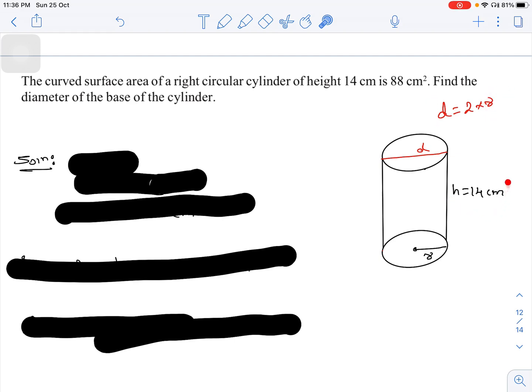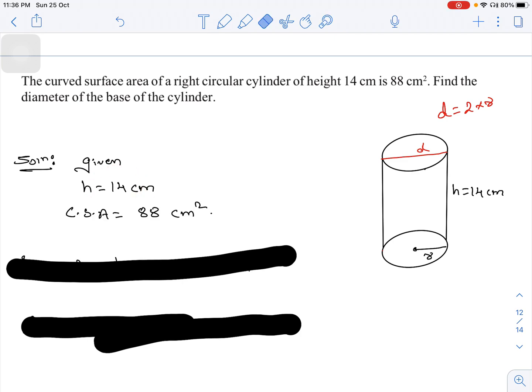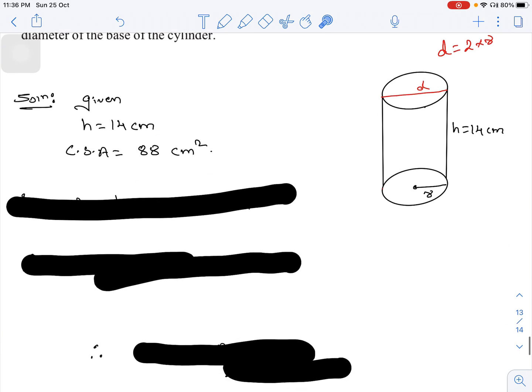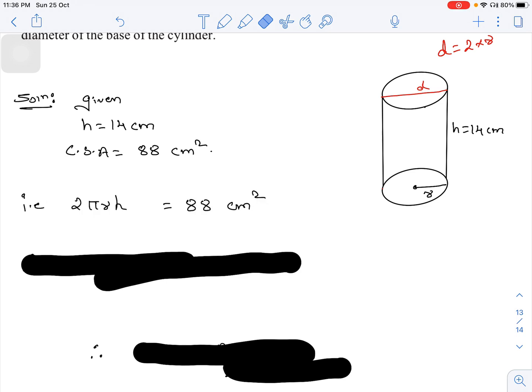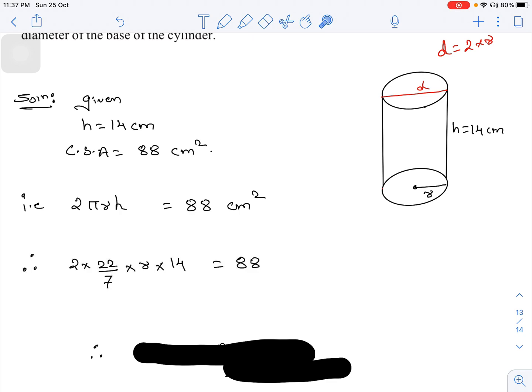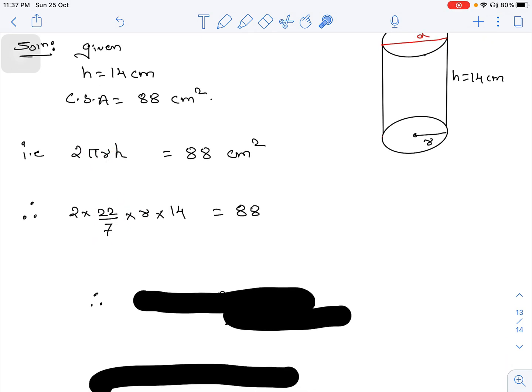Then further it is given that height is how much? 14 centimeter. Okay, so let us solve it. So now given height equals 14 centimeter, then further CSA equals 88 centimeter square, which we got from here. Now we know the formula for CSA. What is the formula for CSA? That is 2 pi rh equals 88 centimeter square. Now let us put the values. So in the next step you will get this 2 as it is. Instead of this pi, we have considered its value as 22 upon 7. This r is unknown, so we have written it here, into height 14 centimeter, equals 88.